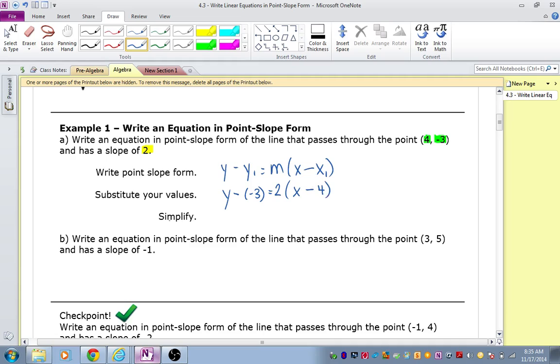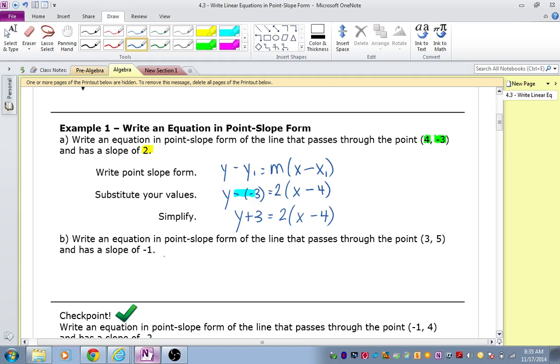And I said we have to simplify because if we look here, we do have that double sign, which we do need to fix. So on our left-hand side, we end up with y plus 3. And on the other side, we leave it as 2 times x minus 4. Okay. Please don't distribute. This is how point-slope form is written.